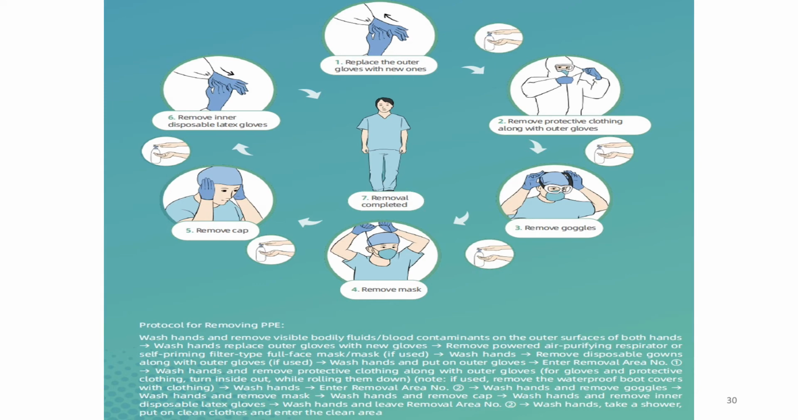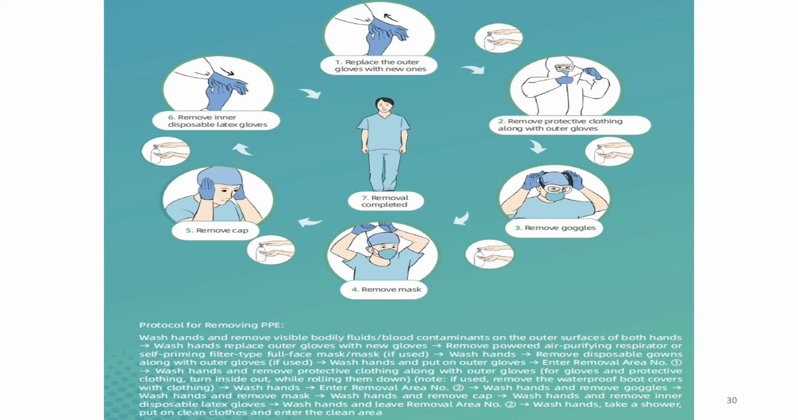We then come to a diagram about the protocol for removing PPE, and you start off with 1, replace the outer gloves with new ones, wash hands. 2, remove protective clothing along with outer glove, wash hands. 3, remove goggles, wash hands. 4, remove mask, wash hands. 5, remove cap, wash hands. 6, remove inner disposable latex gloves.